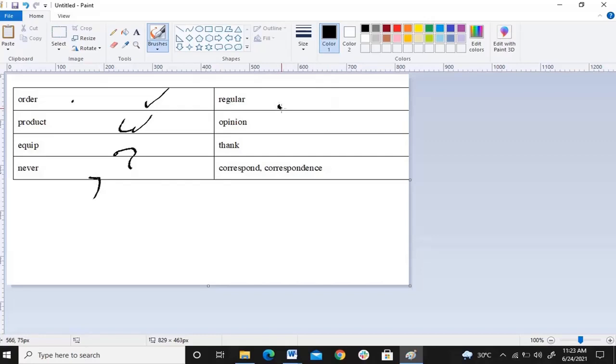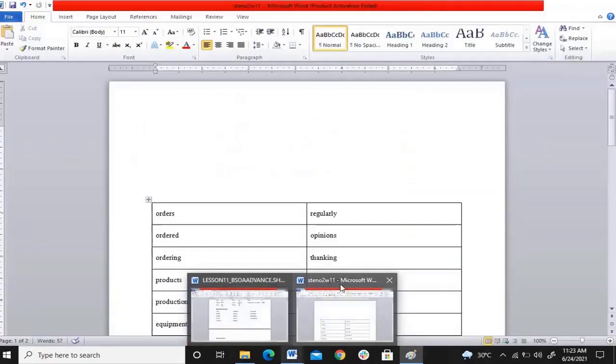Regular is represented by R-E-G, reg. Next, opinion is represented by O, P, and your N. Thank is represented by your TH and your dot, just after, doon sa end ng TH. Correspond and correspondence have the same stroke, and it is represented by your K-R-E-S. Okay? So, of course, after every brief form, we have our brief form derivatives.